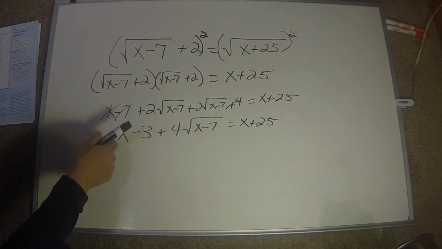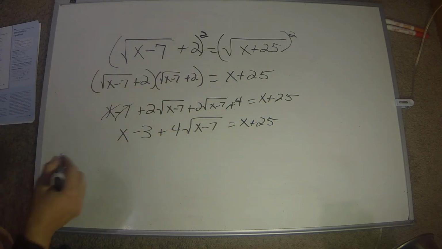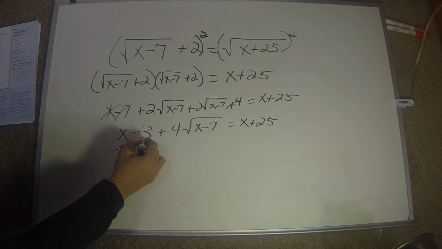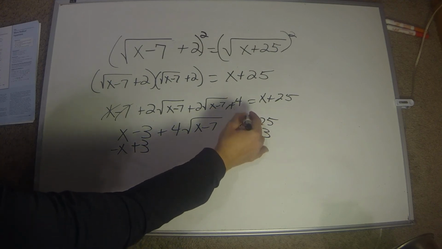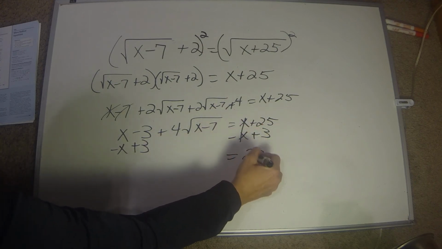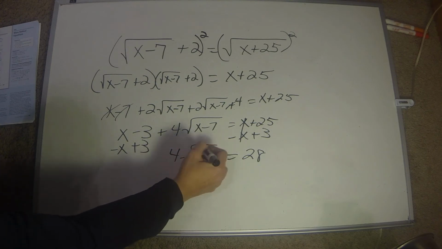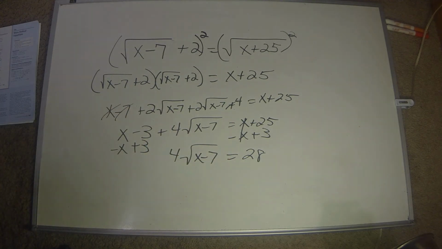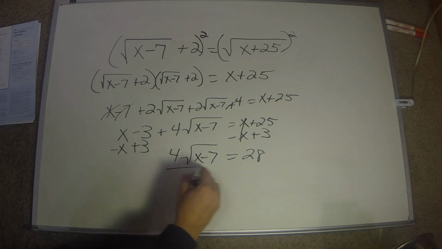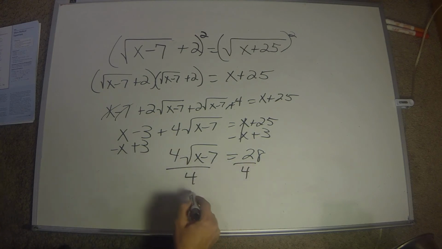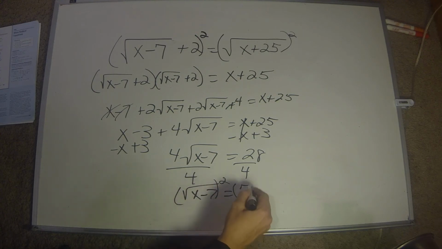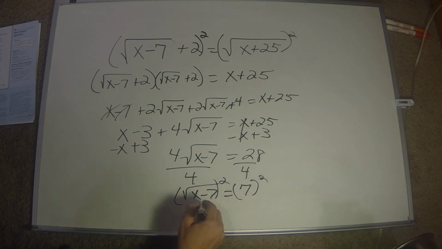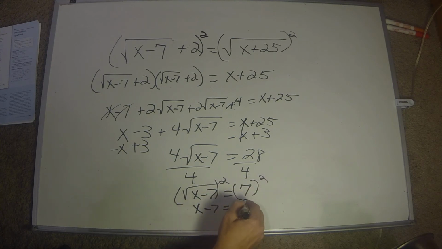Okay, as soon as we have this radical sign, we want to get everything to the other side except for the radical sign. So we're going to subtract x and add 3 over here so the x's cancel off. And we have 28, so we'll do 4 times the square root of x minus 7. So now we want to get rid of the 4 in front of that. We're going to divide both sides by 4. Then we're going to square both sides again. x minus 7 equals 49.